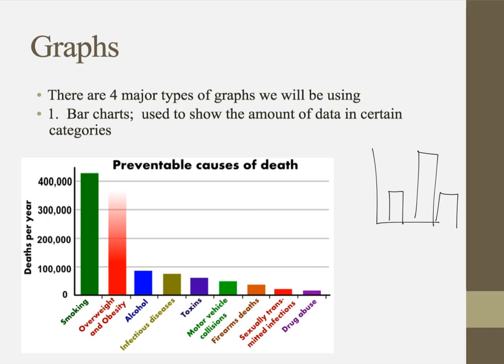Usually we put error bars on them, but not always. They show different data in different categories. Here I gave the example of preventable causes of death. Notice that these are categories and not values of numbers. They show us the frequency of data in different categories. This would also work if I graphed the average height of boys and girls, because boys and girls are categories, not values.